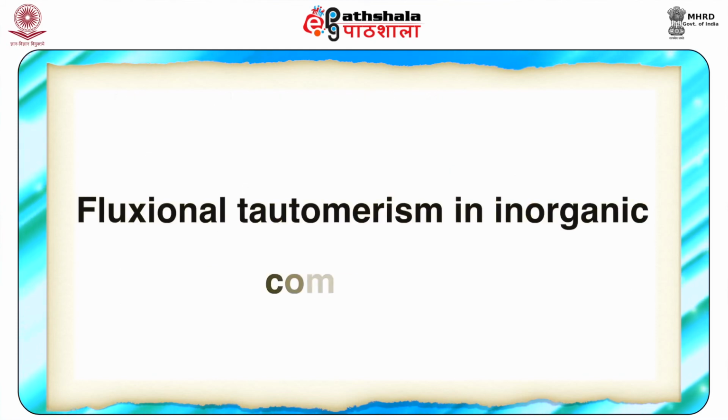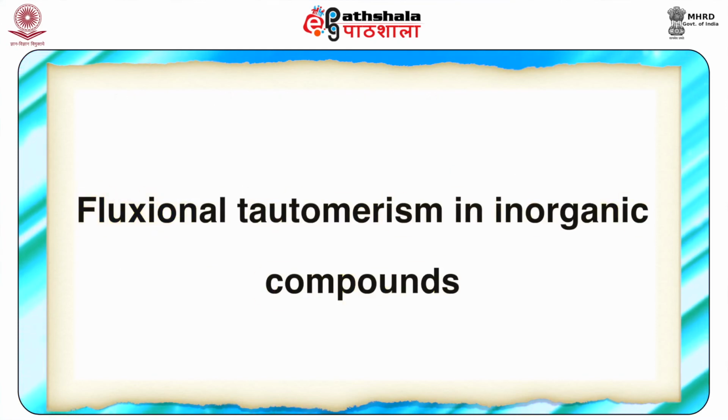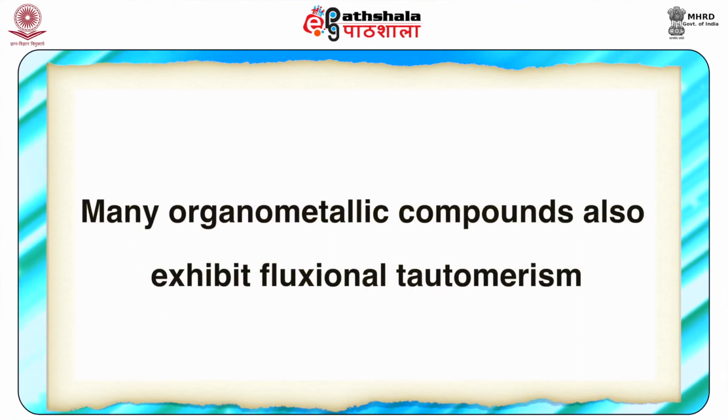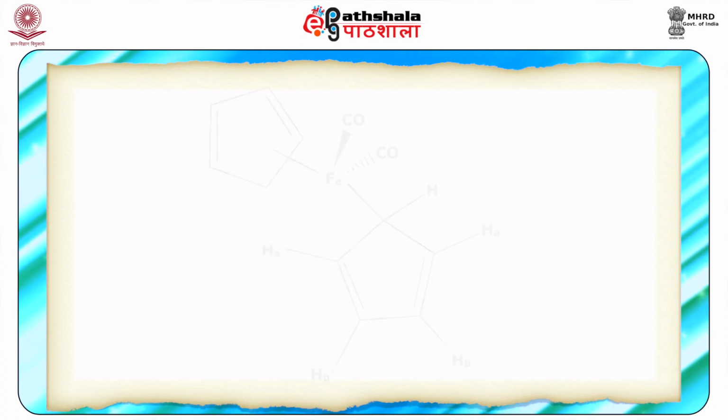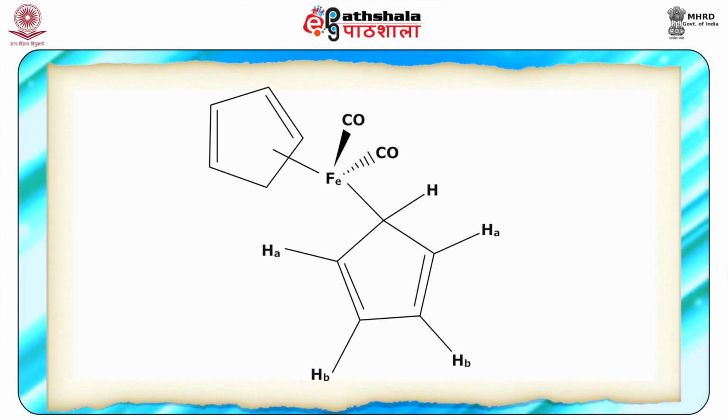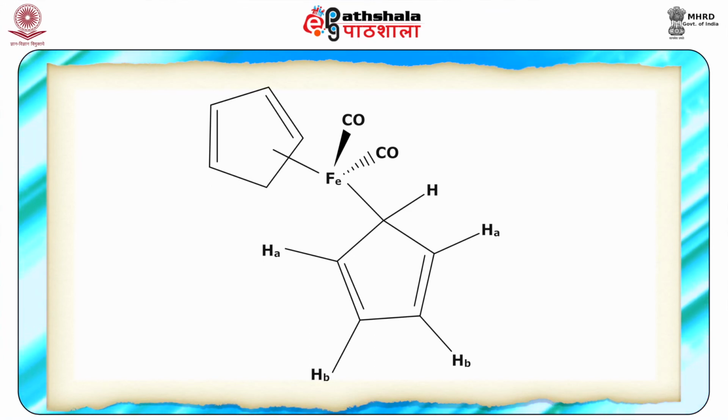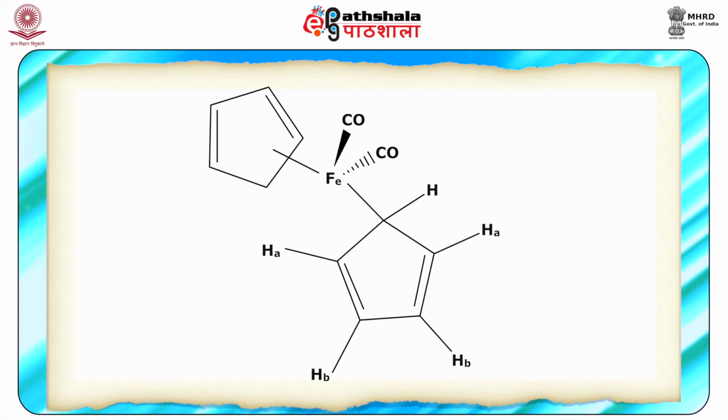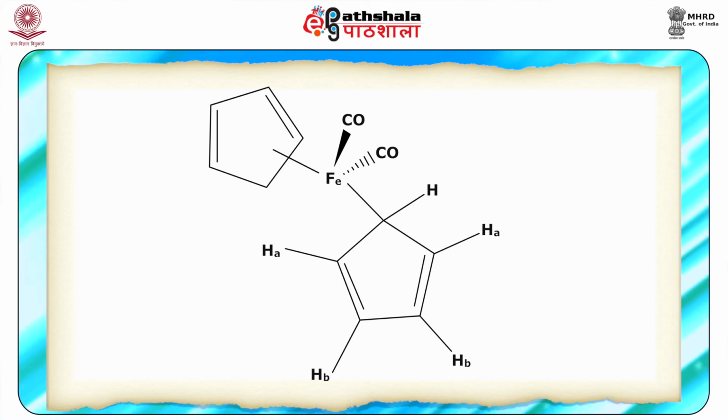Next, let us look at fluxional tautomerism in inorganic compounds. Many organometallic compounds also exhibit fluxional tautomerism. For example, the iron complex dicarbonyl eta 5 cyclopentadienyl cyclopenta-2,4-diene-1-yl iron, as shown, exhibits the phenomenon of ring whizzing.